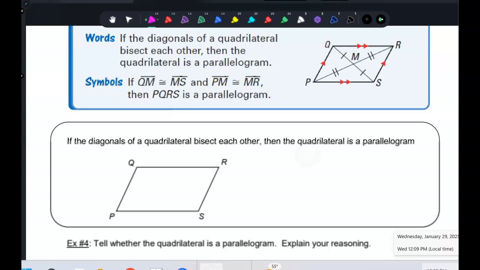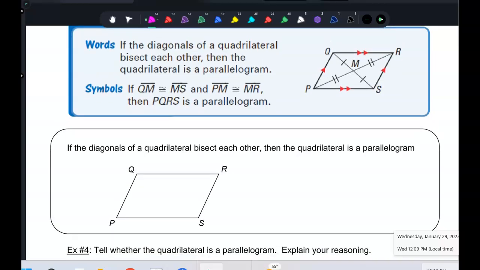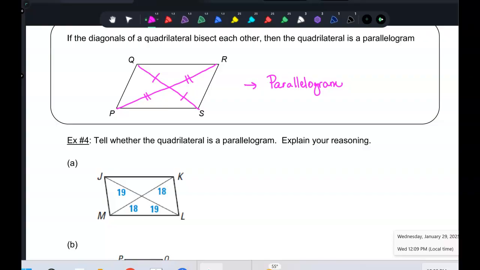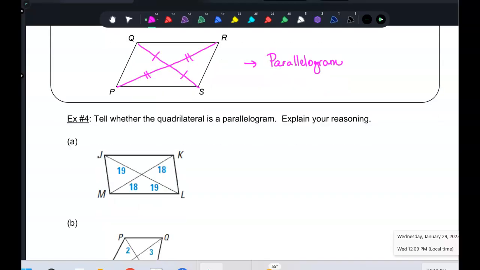Okay, last one. If the diagonals bisect each other, what does bisect mean? Split it in half. So if this is true, we have ourselves a parallelogram. Half of the assignment is just, is it a parallelogram? Why or why not? So what do you think? Yes. This one's yes.